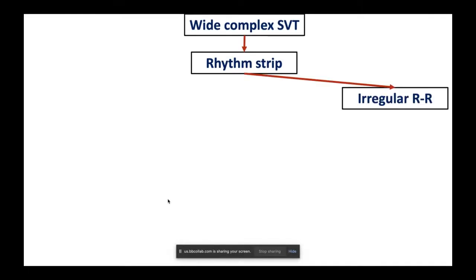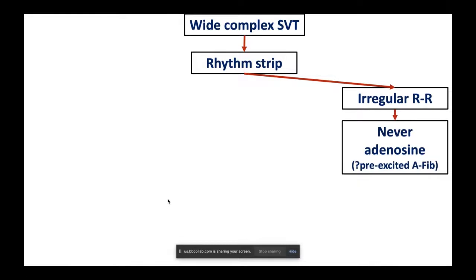So wide complex SVT, get a rhythm strip like we did, irregular R to R intervals. You have to ask yourself the question, is this a patient in atrial fibrillation, and does this patient have WPW at baseline? It helps if you have a prior EKG, but not always. Patients usually walk in for the first time with palpitations and you don't know what's happening, and you see irregular R to R intervals, you have to ask yourself that question.